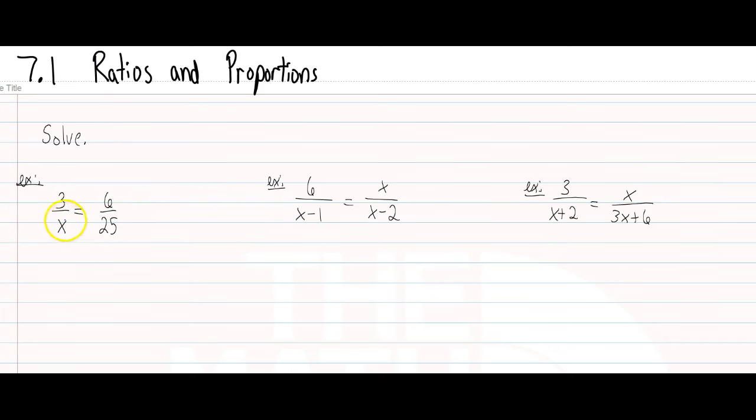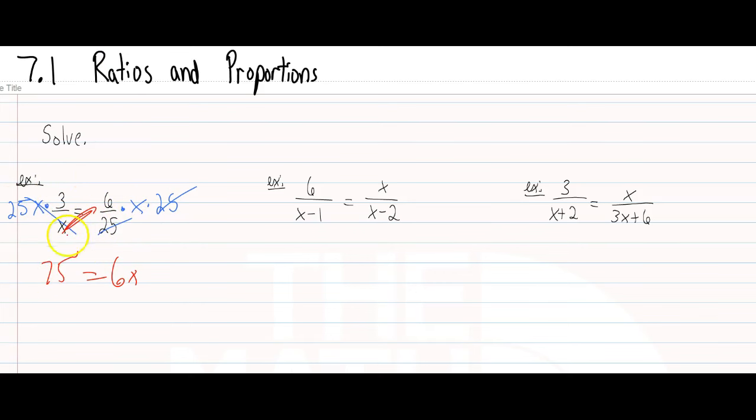In other words, I don't want to have the x in the denominator on the left, so I can multiply this left side by x, which will essentially eliminate it, and multiply the other side by x as well. I don't want to have 25 in the denominator on the right, so I'll multiply this side by 25. But then we have to multiply the other side by 25 as well. Essentially what we're doing then is we're taking 6 times x, and we're also taking 25 times 3.